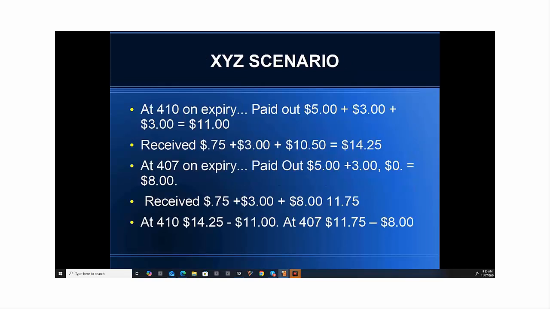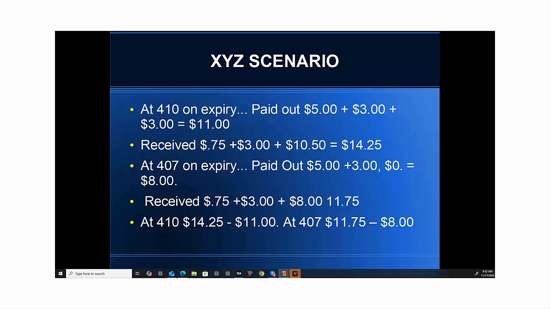Now at expiry, if the stock finishes at 410 again, like it did in our previous scenario, this time we paid out $5, and then we had to buy that one back at 3. And since it was a 407 and the stock closed at 410, it's also worth $3. So we paid out 5, we paid out 3, and we paid out 3 again to buy this 407 back. So we paid out 11. But we received that initial 75 cents, $3 plus 10.50, so 14 and a quarter. I'm saying that that option at 410 is worth at least 10.50.